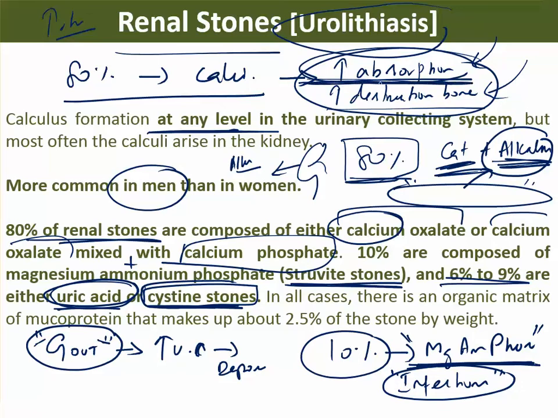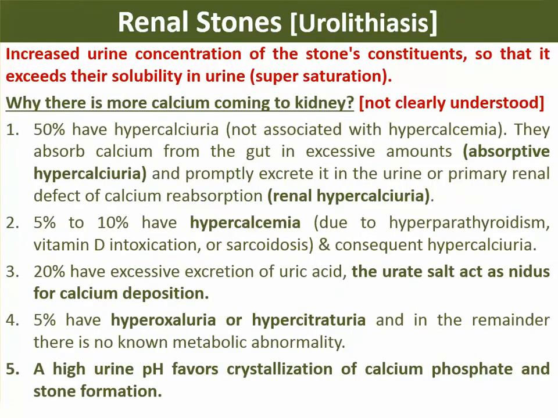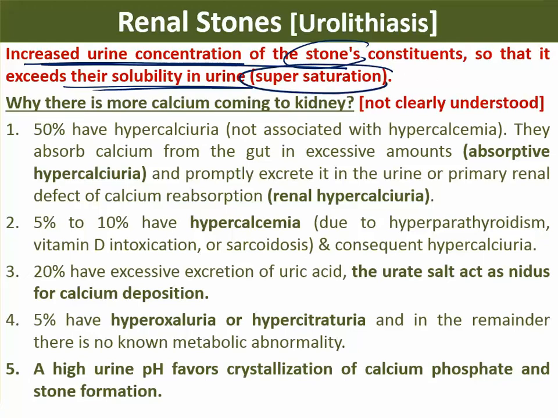So if there is hypercalcemia, there will be deposition of calcium, and that also happens in the kidney. That is one of the reasons for calcium stones in the kidney. What happens is there is increased urine concentration of stone constituents, here the calcium. Then the solubility limit is exceeded, which is called saturation. So it becomes supersaturated, and the calcium cannot be dissolved.